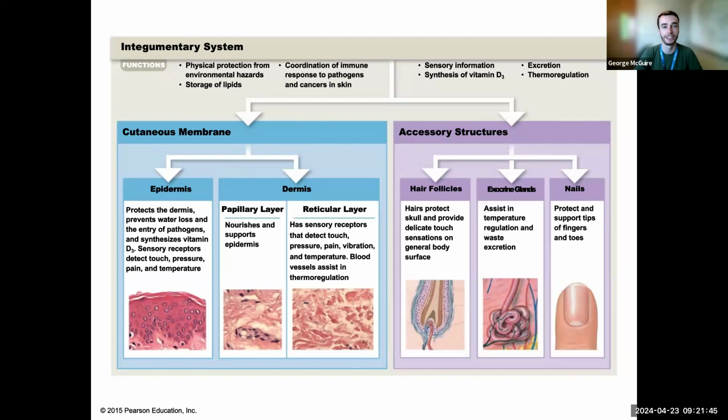But nowadays it's mainly just helping with our sensation, providing extra sense of touch, pressure. We have various types of glands, which are going to play a role in temperature regulation, excretion of waste, protection, and the nails, which are mainly just there for protection as well.